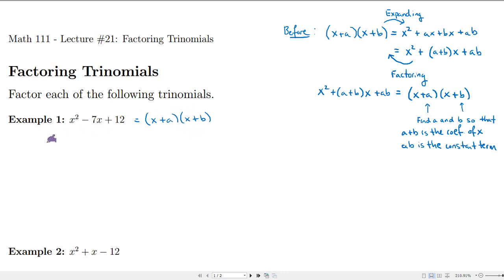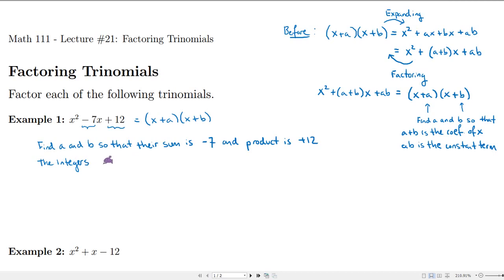Well, we want to find an a and a b so that their sum is this coefficient of x, which is negative 7, and their product is positive 12. And what integers work for that? Well, the integers negative 4 and negative 3 work, right? The sum of negative 4 and negative 3 is negative 7, and the product of negative 4 and negative 3 is positive 12.